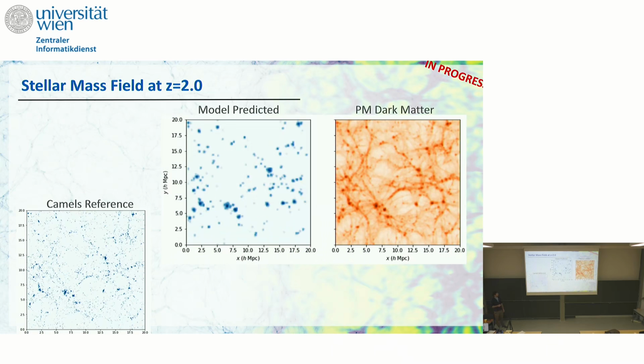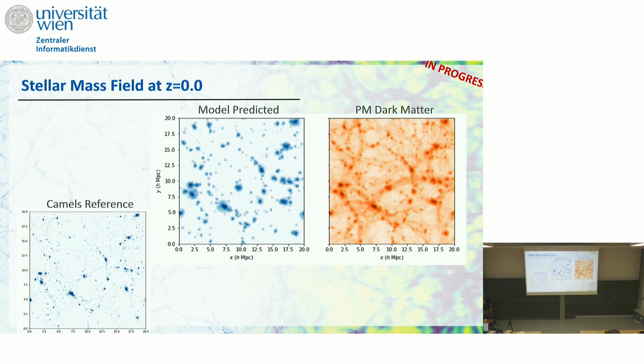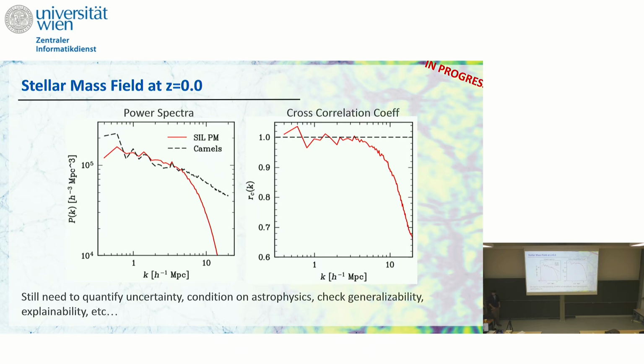So here we have at redshift 2 our CAMELS reference simulation. This is the stellar mass field. Here we're at much more coarse resolution, but we still get qualitatively the same structures. And going forward to redshift 0, we still can recover the same structures. And then looking more quantitatively at the power spectral level and cross correlation coefficient level, we still get quite good performance.